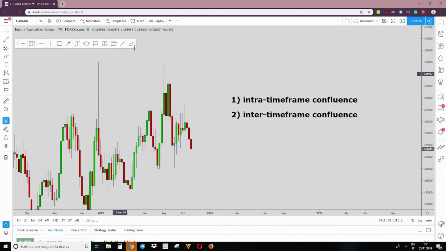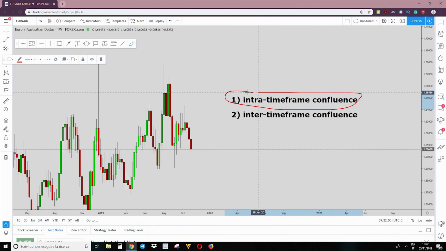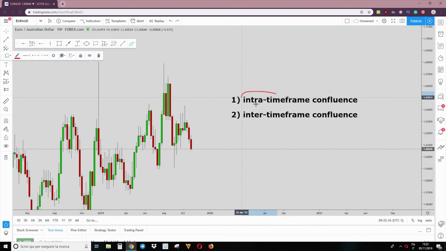Okay, so let's start by defining the two types of confluences that you can have in the market, and then we will define what confluence actually is and how you're supposed to use it. First of all, there are two types of confluences: intra time frame confluence and inter time frame confluence. Now, what is the difference? In the intra time frame confluence, you basically have many confluences coming from different technical tools that you're using, which indicate that the market is supposed to shift in a determined direction.